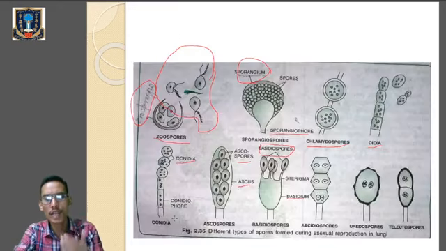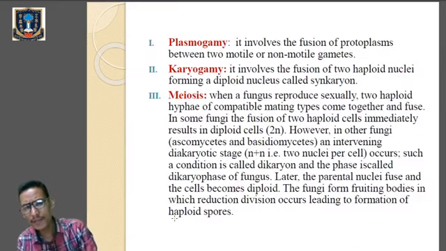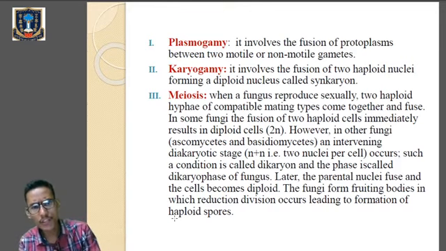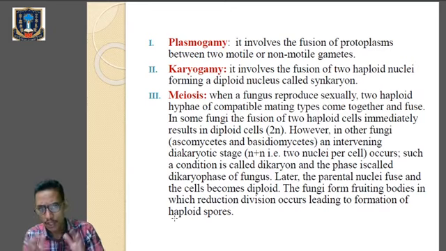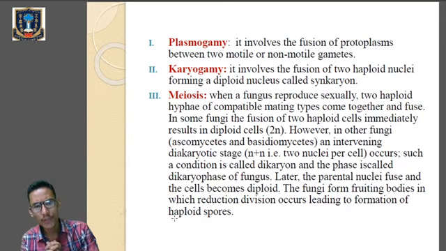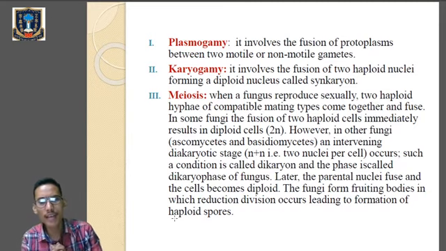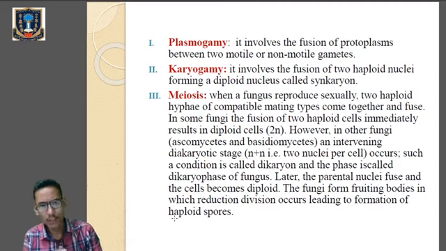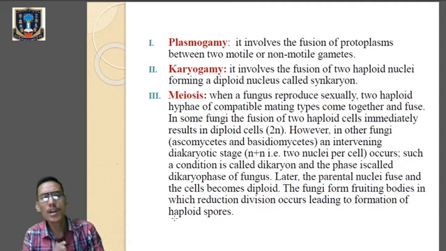So what is plasmogamy? Plasmogamy means the fusion of protoplasm. Kindly note it down. Plasmogamy means the fusion of protoplasm between the 2 gametes, which may be motile or non-motile. So plasmogamy is simply the fusion between 2 motile or 2 non-motile gametes. Motile means able to move. Non-motile means not able to move.